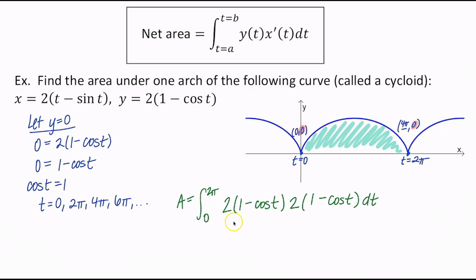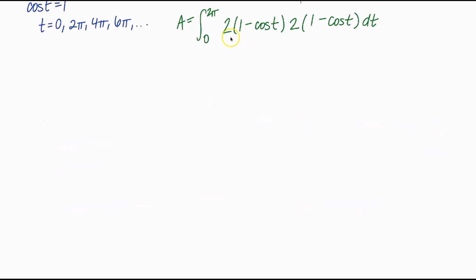And to solve this, we're going to need a little bit more space. All right, so 2 times 2 is 4. We can pull out the constant multiple 4. So 4 times the integral from 0 to 2 pi. And what we're going to do is multiply 1 minus cosine t times 1 minus cosine t, and that's going to give us 1 minus 2 cosine t plus cosine squared t dt. So we distribute it out there.